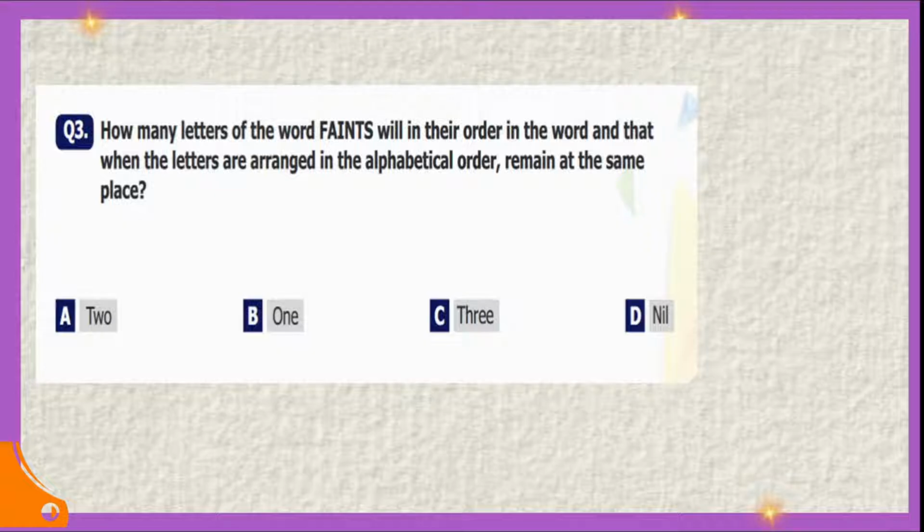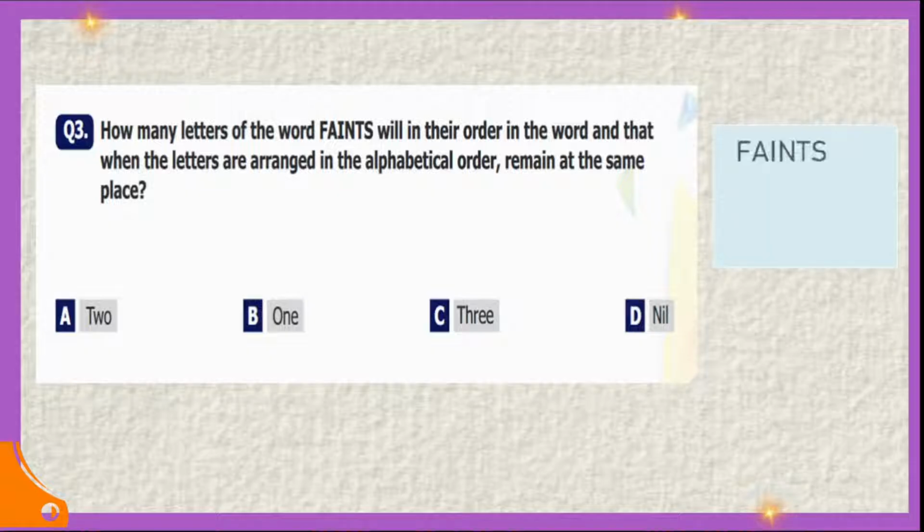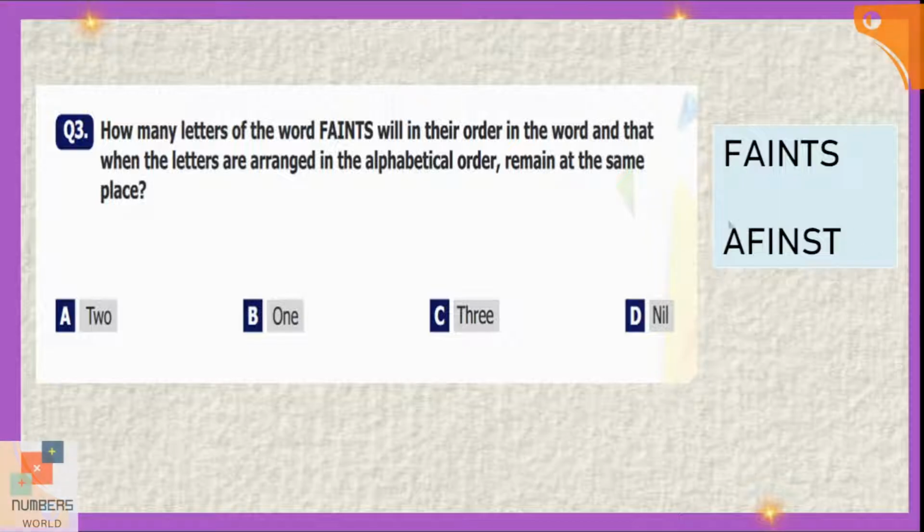Question number 3, how many letters of the word faints will in their order in the word that when the letters are arranged in the alphabetical order remain at the same place? So here, let's write the word faints first. When we will arrange it in alphabetical order, A will come first, after that F, then I, N, S, and T. So this is our new word. If you compare the both words, I and N are still at their previous places, whereas A, F, S, and T are at new places. So here, two alphabets remained at the same places.